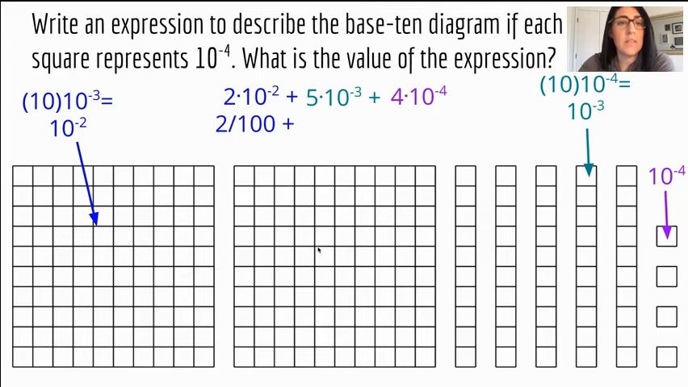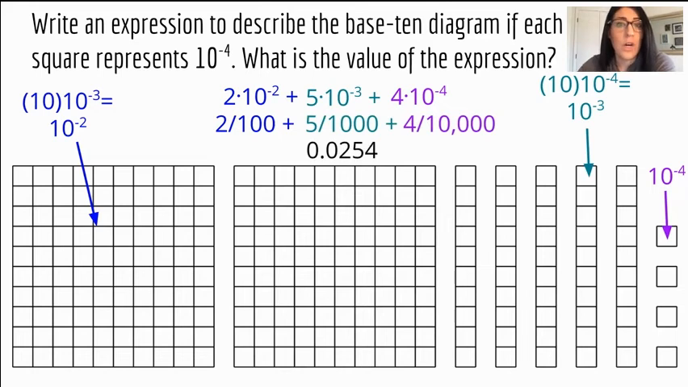If we evaluate this, this would be 2 over 100, right? Because 10 to the negative second is a tenth times a tenth, and there's 2 of those. Here we would have 5 over 1,000 and 4 over 10,000. Overall, that value is represented by the decimal 0.0254.